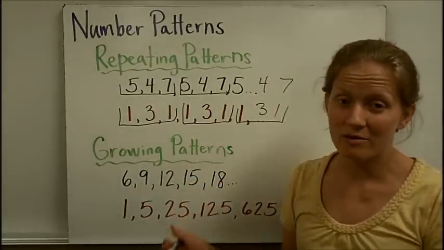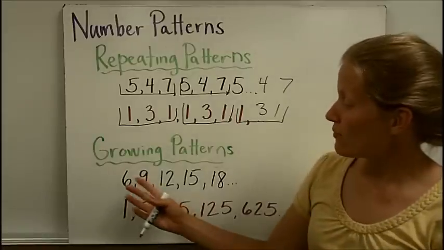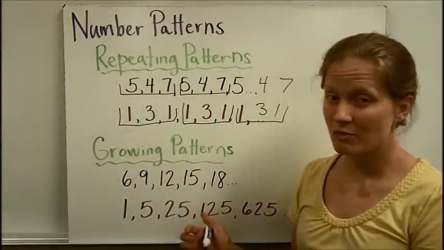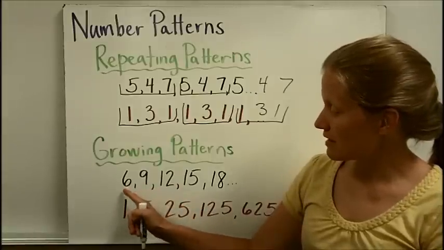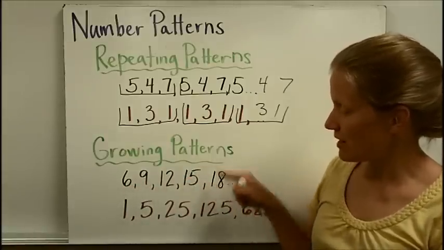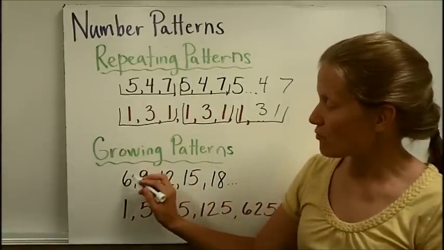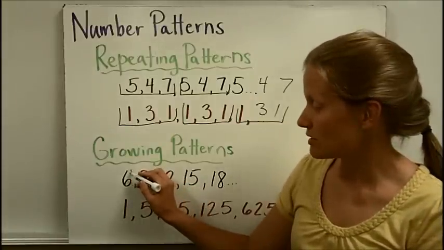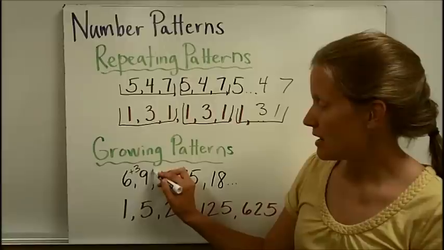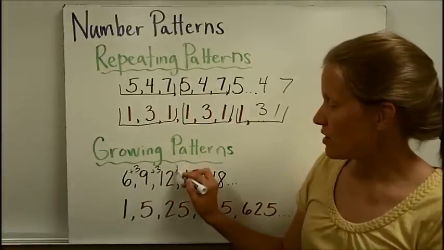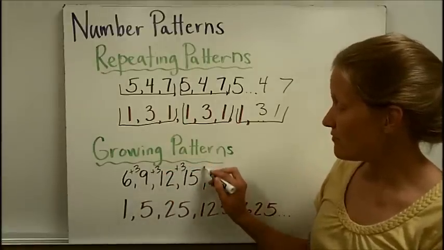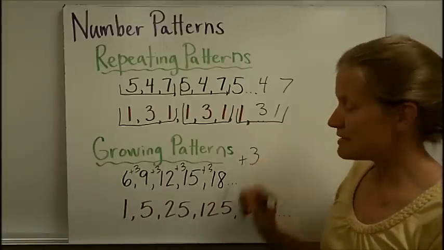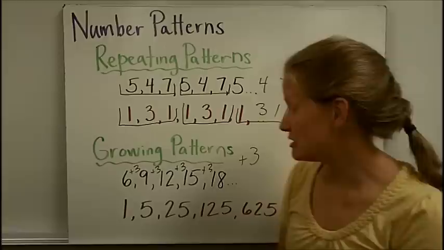But there are also patterns called growing patterns, where the thing that we are repeating is the operation that we are doing to each number before. So in this case, we don't have any digits repeating, but we do have it growing by adding 3 to each number before. So 6 plus 3 is 9, 9 plus 3 is 12, 12 plus 3 is 15, 15 plus 3 is 18. So the thing that we are repeating is adding 3 to each of the previous digits.